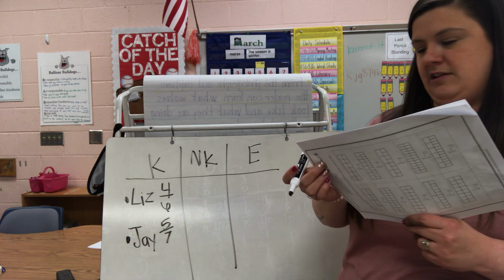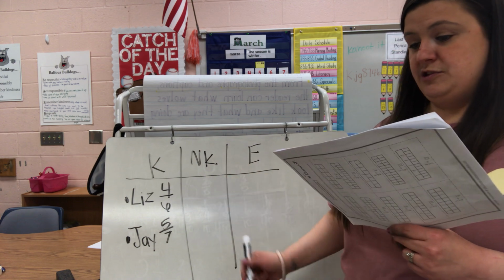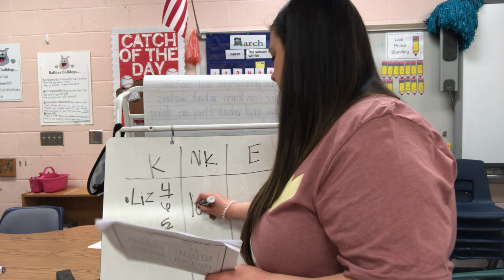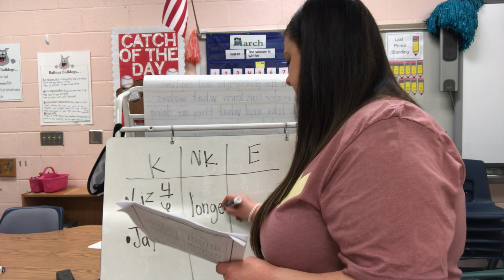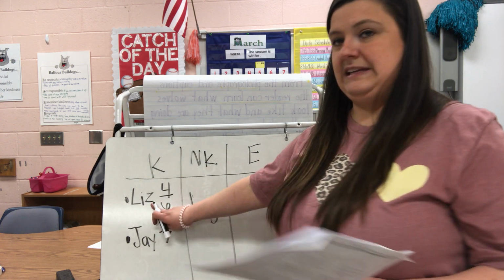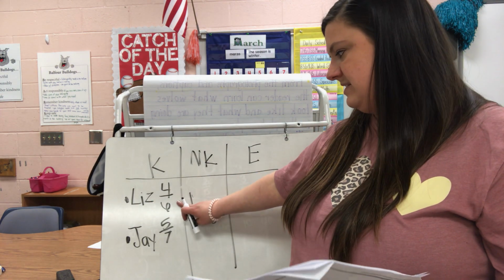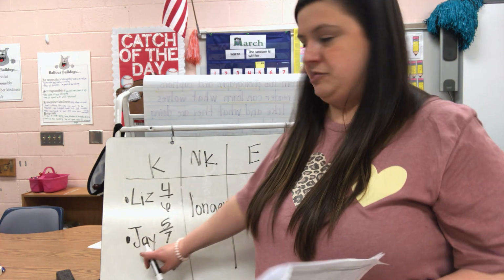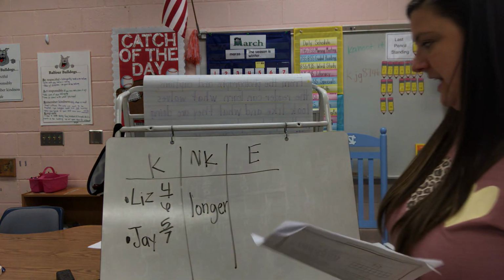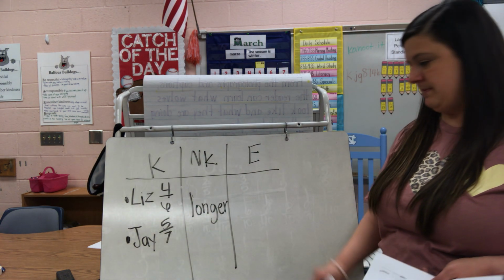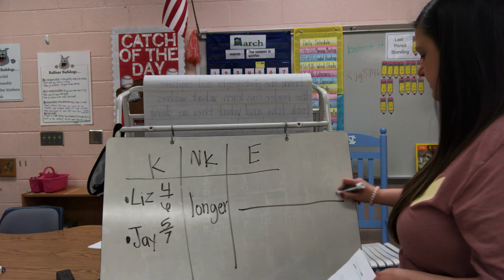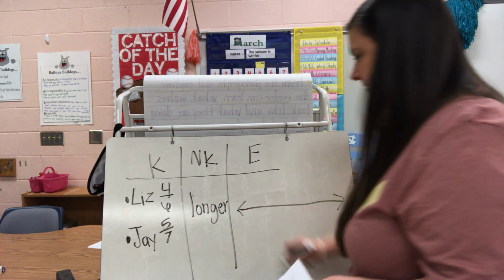So our question, our need to know, is whose string is longer. So I'm going to write the word longer. We need to know, does Liz have a longer string with 4/6, or does Jay have a longer string with 5/7? It tells me for my expression to use a number line. So I'm going to draw a number line on my board.